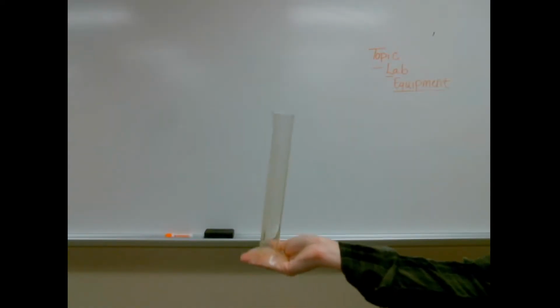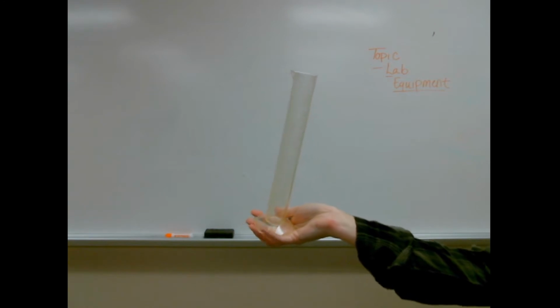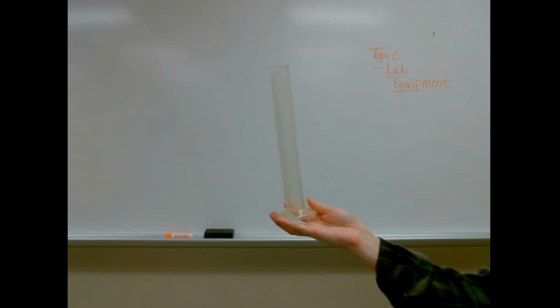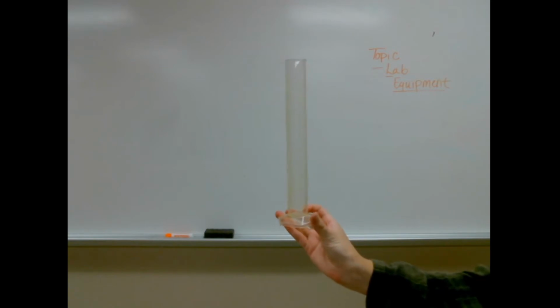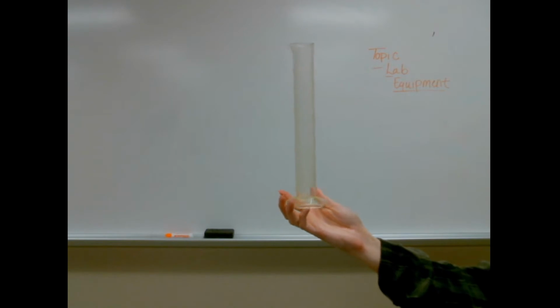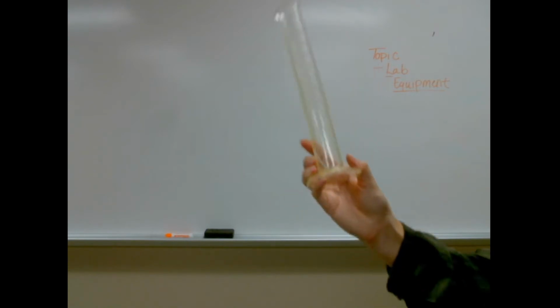Our first type of lab equipment is a graduated cylinder. Graduated cylinders are used to measure volume. Volume is typically measured in milliliters, and we use liquids for graduated cylinders.